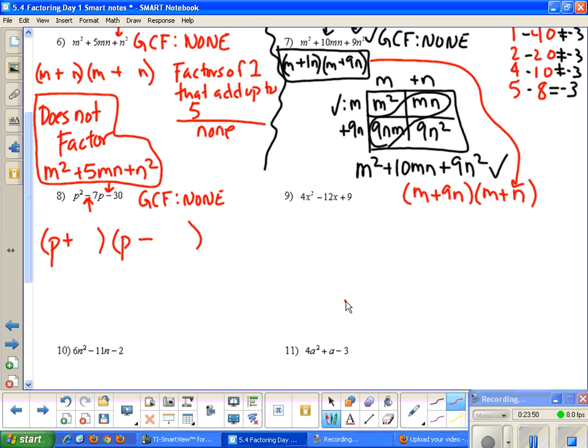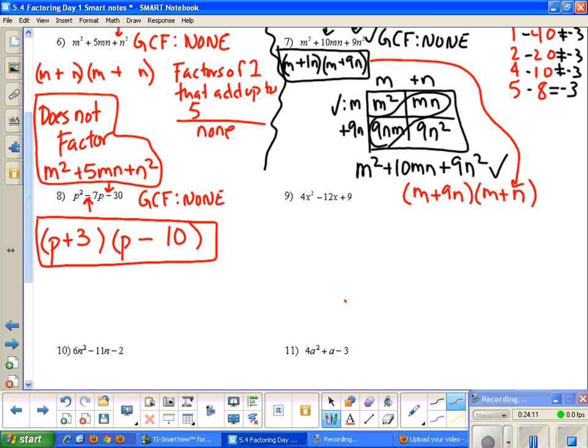So when I go back to my paper here, that means that my larger number is negative, the smaller number is positive. So p plus 3, and then p minus 10. And so that would be my answer. And of course, I could check it by foiling this out or by boxing it out.